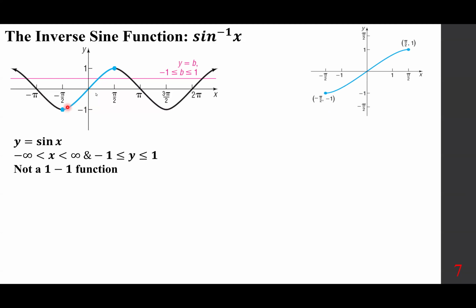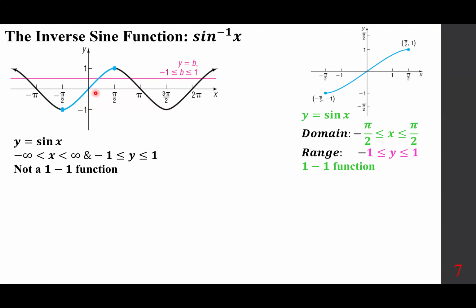So only the blue part, y equals sine x, domain x is between negative and positive pi over 2. It includes the endpoints, range -1 to 1, and this is a one-to-one function, everybody. And now we can have the inverse. So the restriction is important. Everybody should remember the restriction.